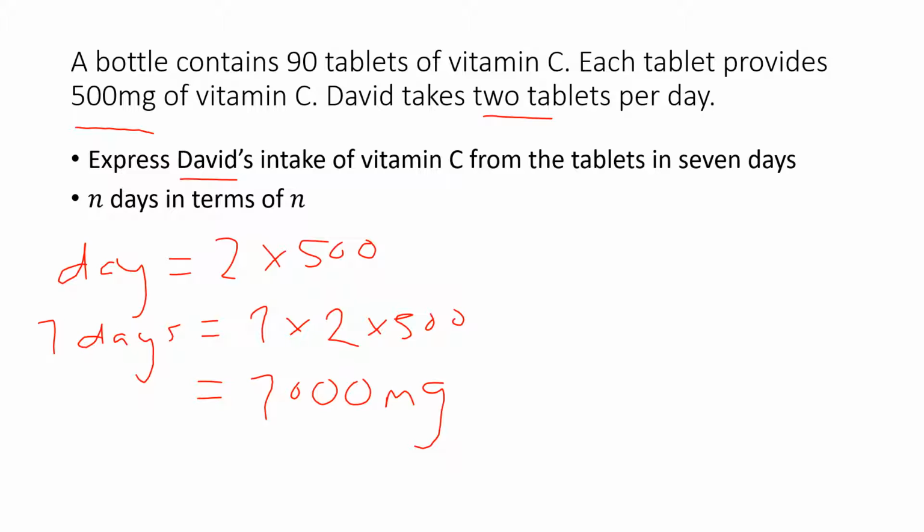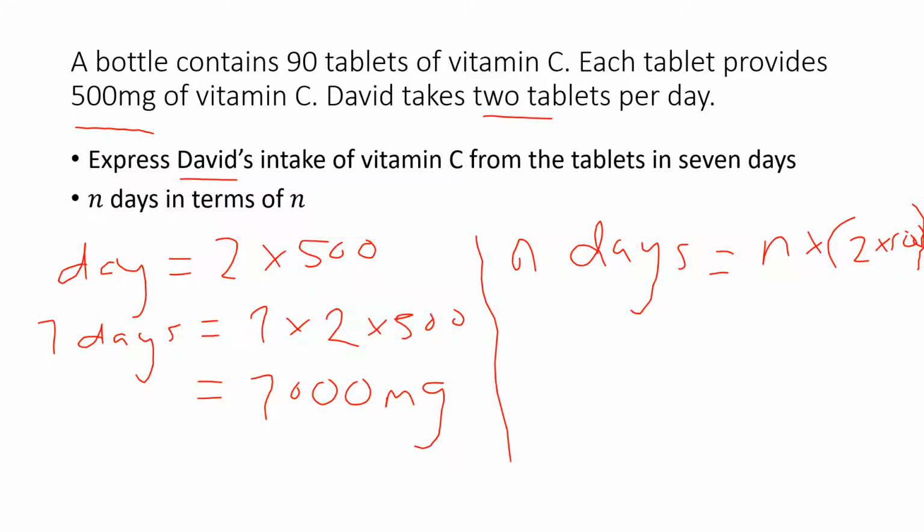Now, if I want to represent this in n days, in terms of n, that's trying to say I don't know how many days he's taking them for, but what I can say is, alright, if I let that number of days be n, then I don't have to know. I can just substitute it in later. And so if each day is 2 times 500, then after n days would be n times 2 times 500. And that would just simplify out to 1000n. So essentially you take the number of days that he's taking the tablets and you multiply by 1000.